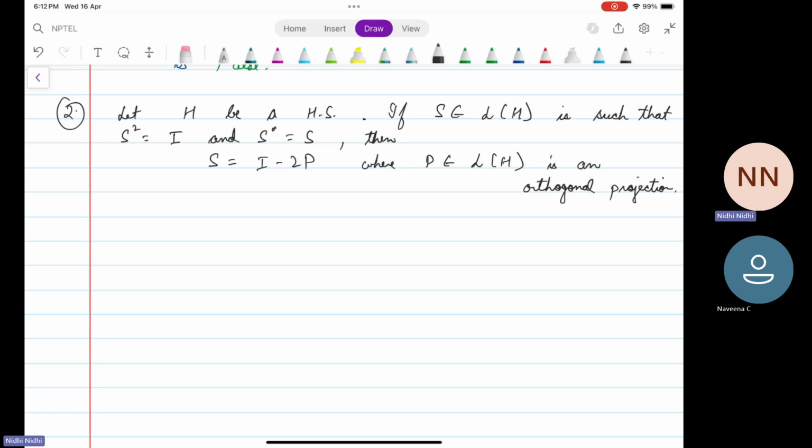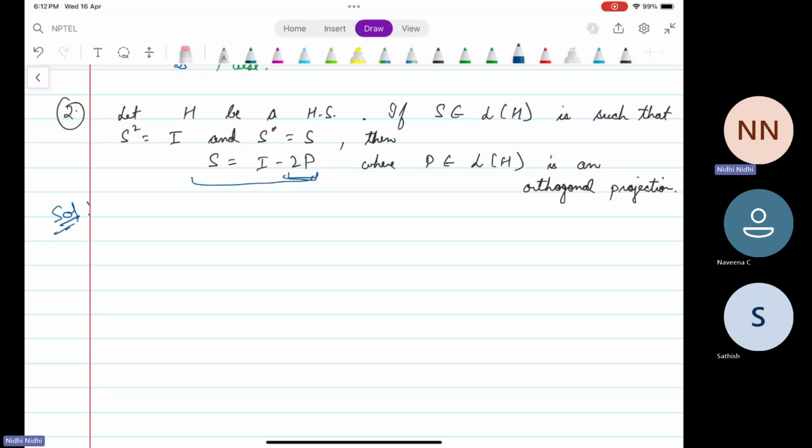They're saying that if S is such that S square is identity and it is a self-adjoint operator, then we can find an orthogonal projection P such that S is equal to I minus 2P. So let's see. If I define some P such that it is I minus S by 2, so eventually S will be I minus 2P, and prove that it will be an orthogonal projection. In that case, directly I'll be done. In that case, the given statement would be true. And if that P is not an orthogonal projection, then the given statement is false.